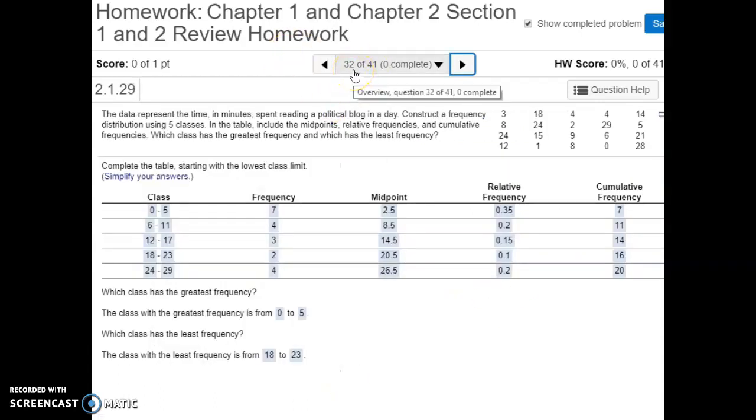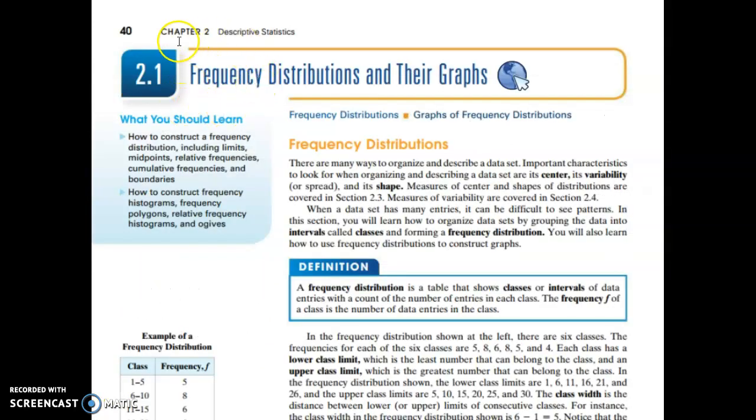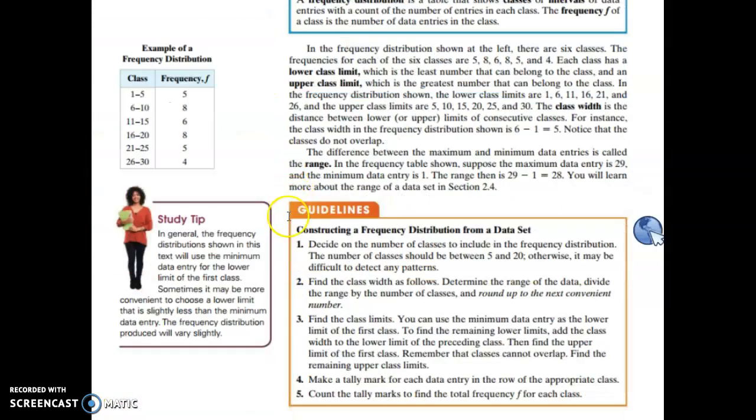For 32, you'll be constructing a frequency distribution, and it tells you how many classes to use, using 5 classes. So if you go back to the beginning of section 2.1, there are the steps for constructing a frequency distribution listed. And the first one is to decide on the number of classes. And it told us in this example that we wanted 5. And then to find the class width, we need the range of the data, which is the difference between the largest value and the smallest value. That's the range. And we're going to divide that by the number of classes, in our case 5, and round up to the next convenient number.